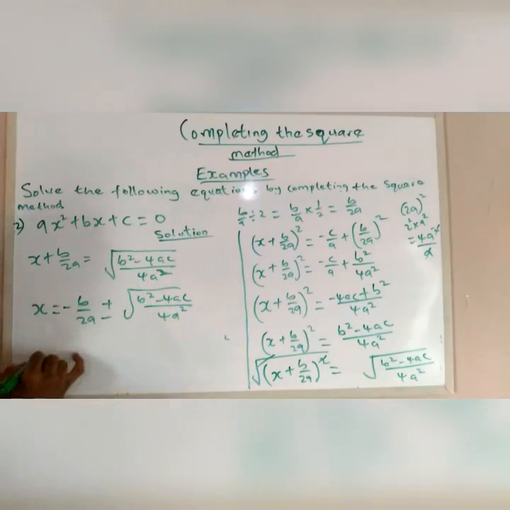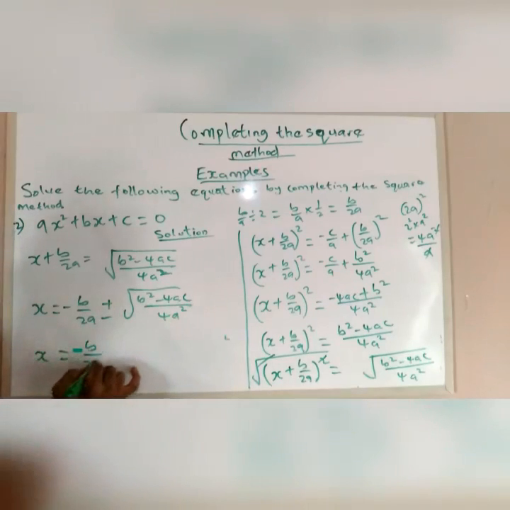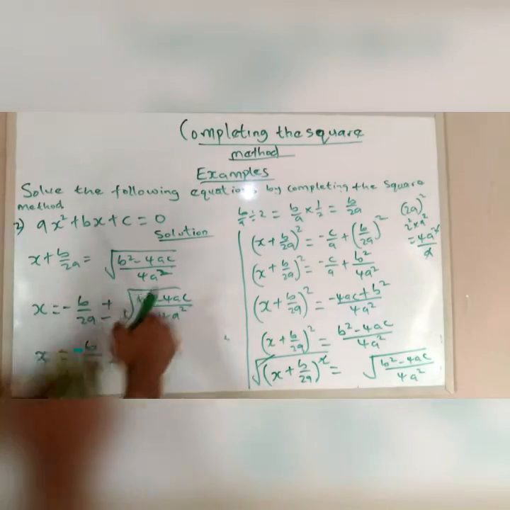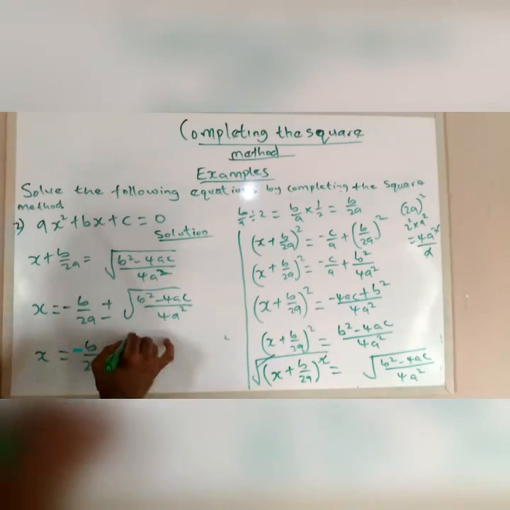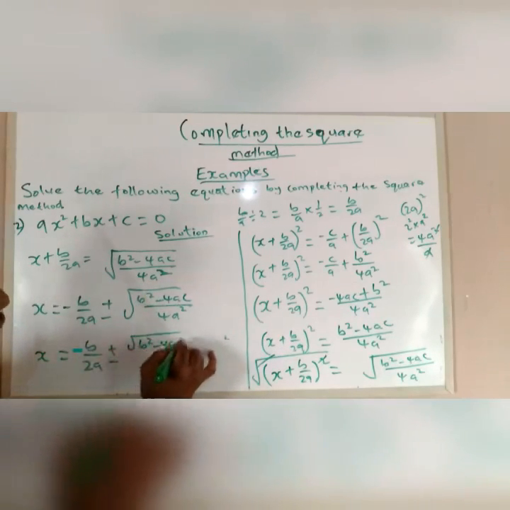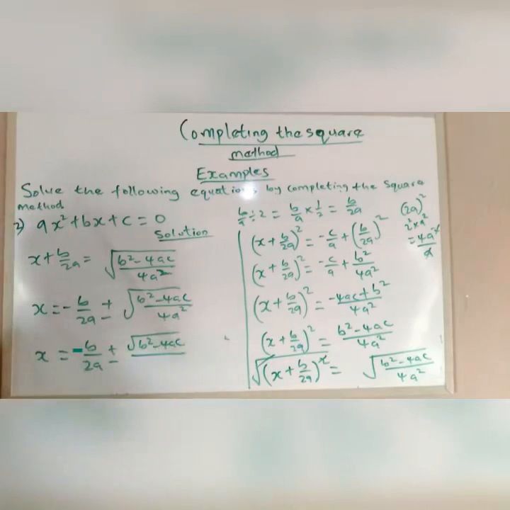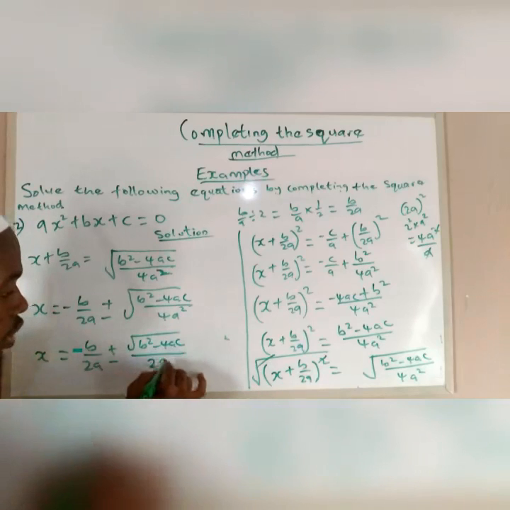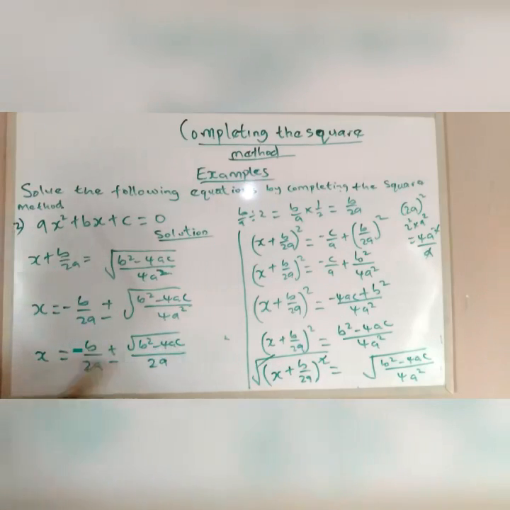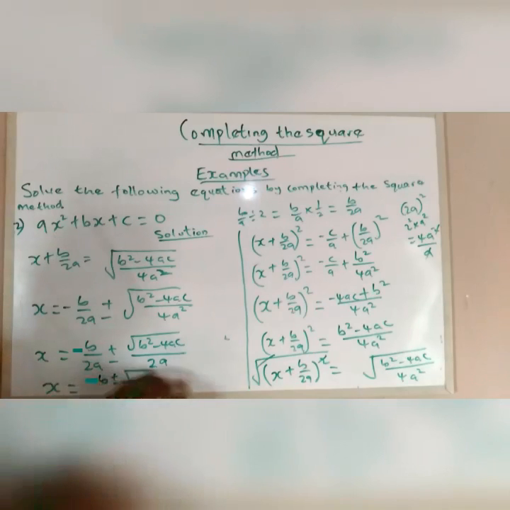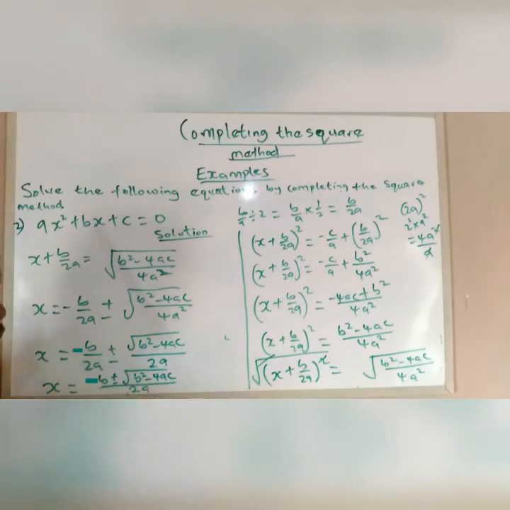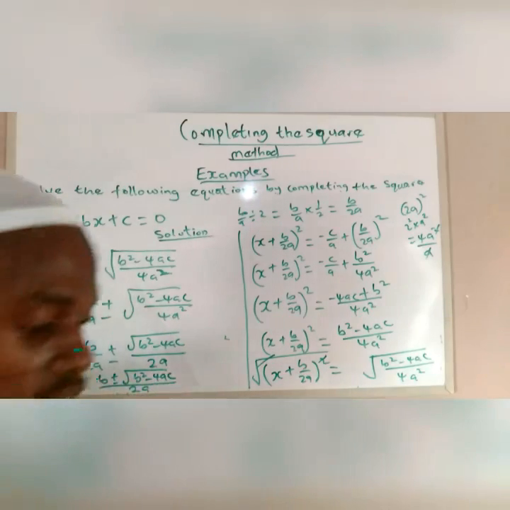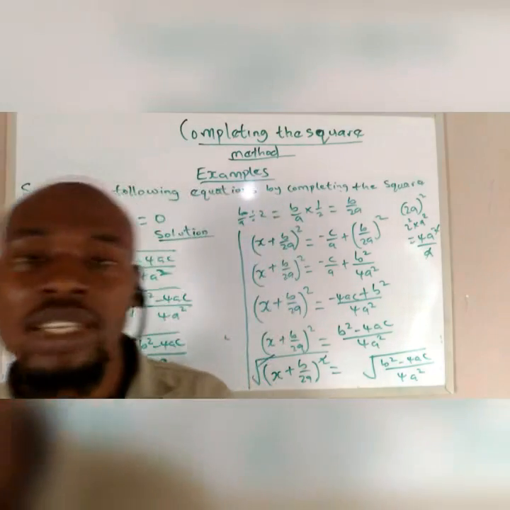Therefore, x is equal to minus b over 2a plus or minus, we take the root of b squared minus 4ac, that will be b squared minus 4ac divided by, then we take the root of 4a squared, that will give us 2a. Here the denominators are the same, 2a, so we take 1 out of it as our LCM. So we have minus b plus or minus root of b squared minus 4ac all divided by 2a, and that is the general formula for a quadratic equation.